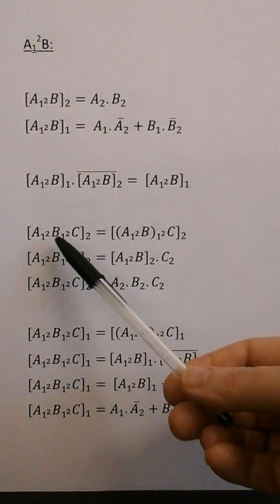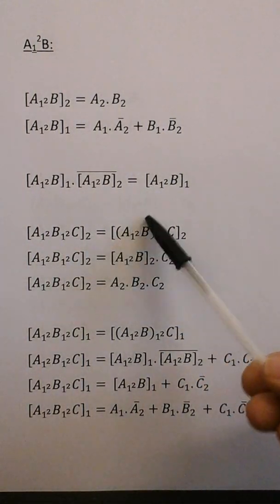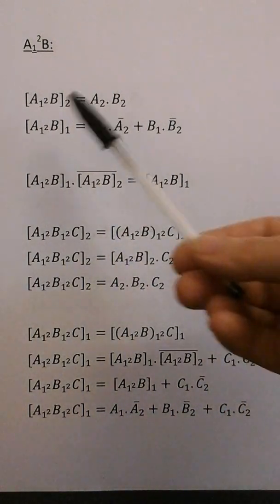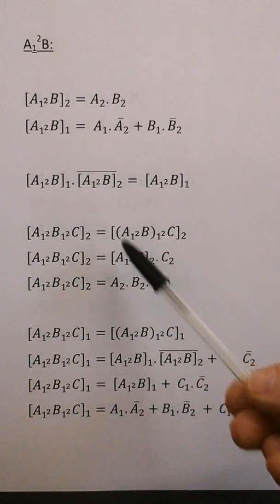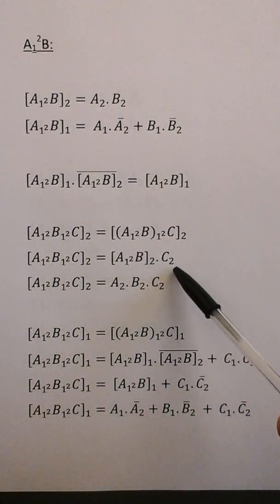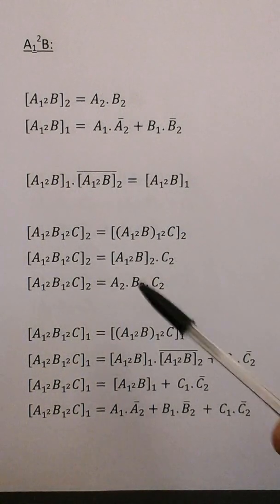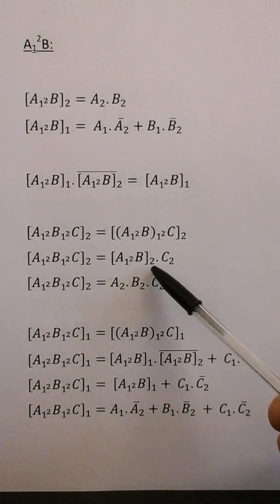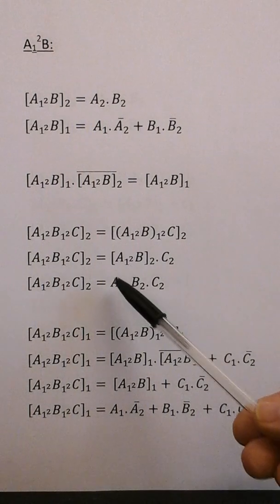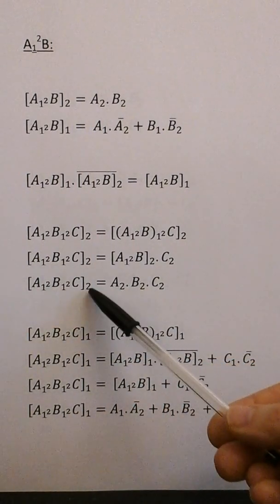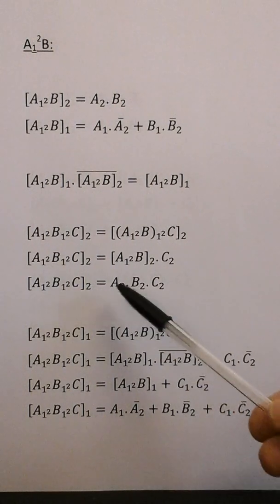So A1 squared B1 squared B2 here. You're lumping this together and treating it as a two variable function. So this becomes A2 and this becomes C2, the AND function A2 and B2. And A1 squared B2 is A2 and B2, so you substitute that in there, and you get A1 squared B1 squared C2 equals A2 and B2 and C2.